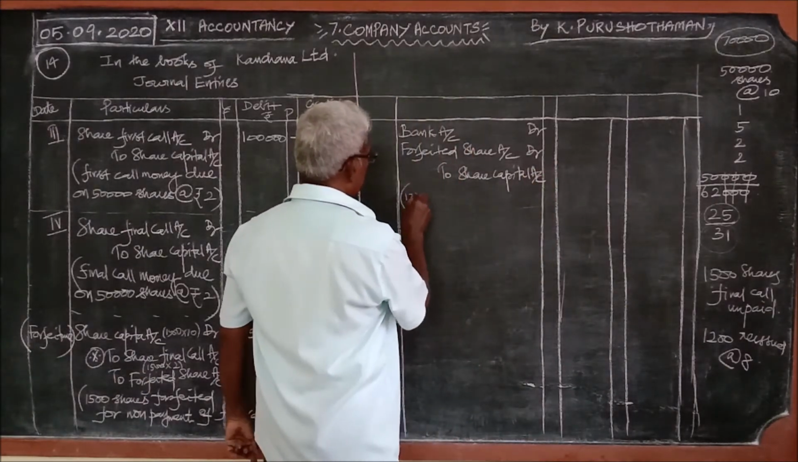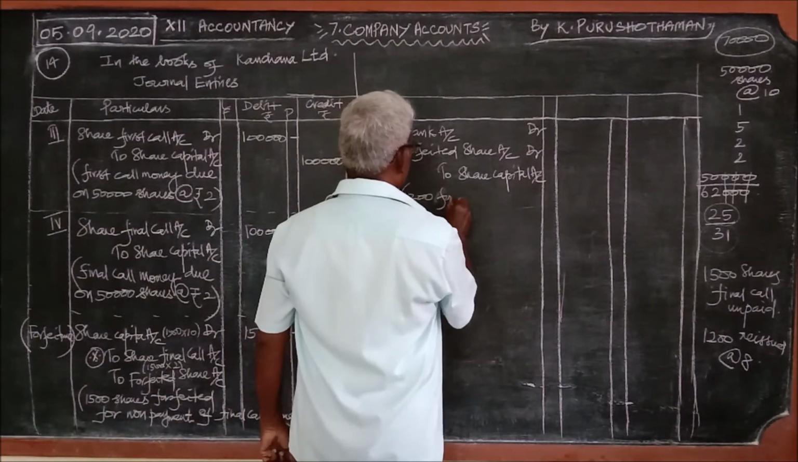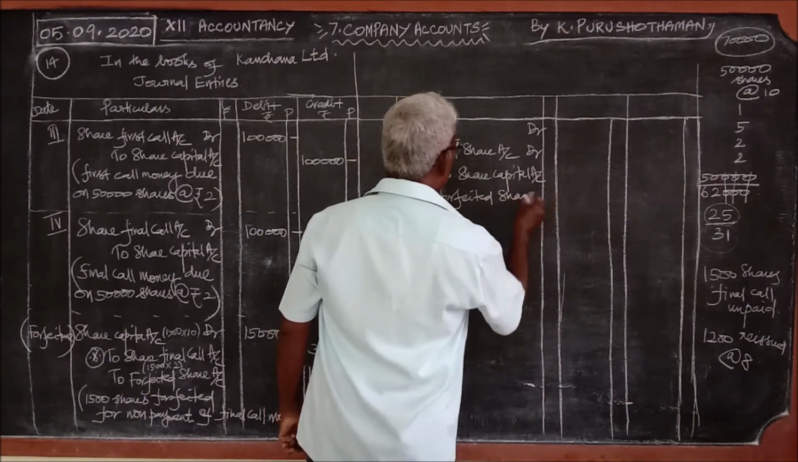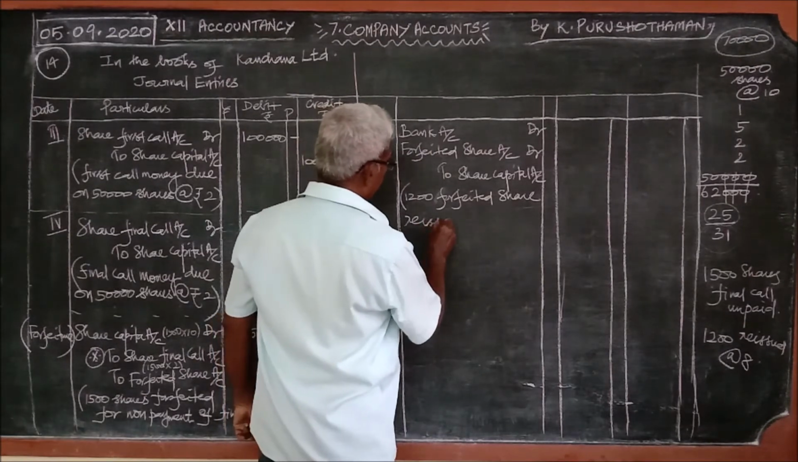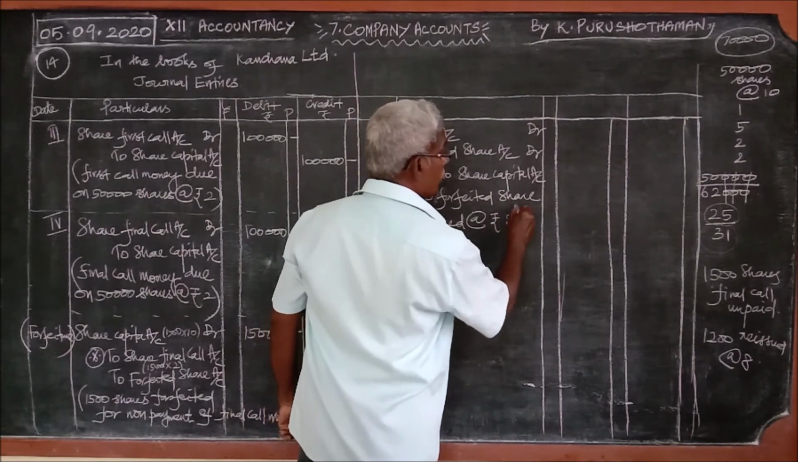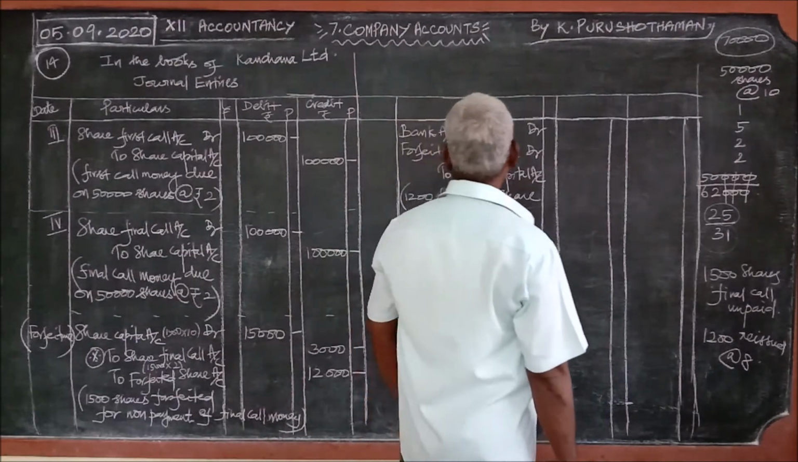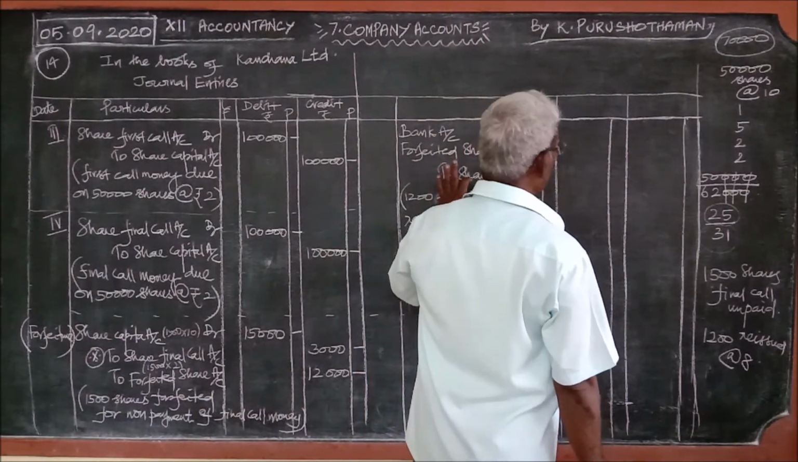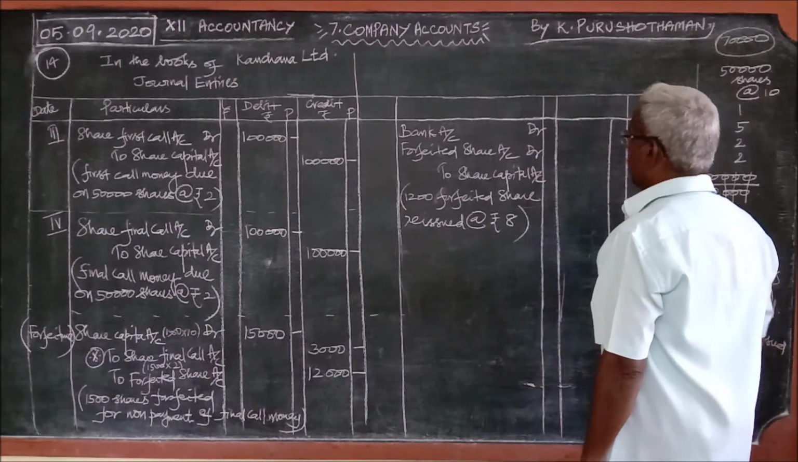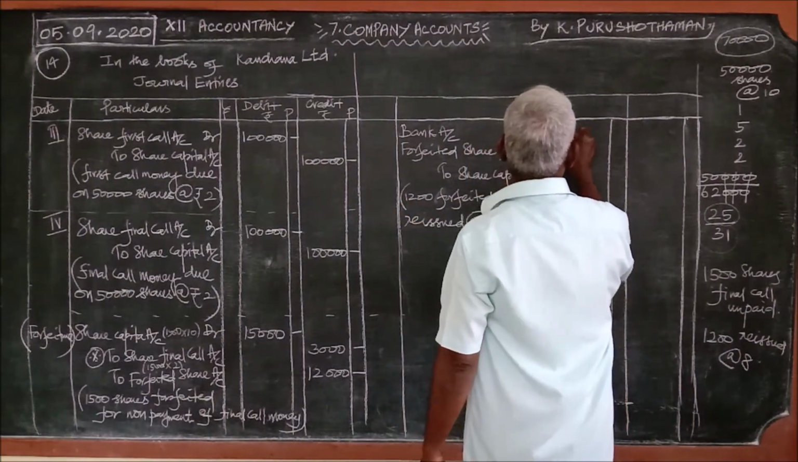Narration: 1200 forfeited shares reissued at the rate of rupees 8 per share. How to fill this journal entry? For 1200 shares at the rate of rupees 8, 8 into 1200, 9600.